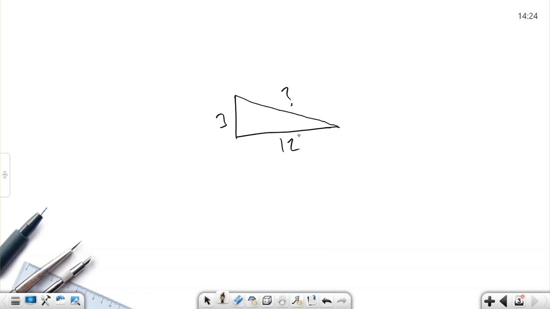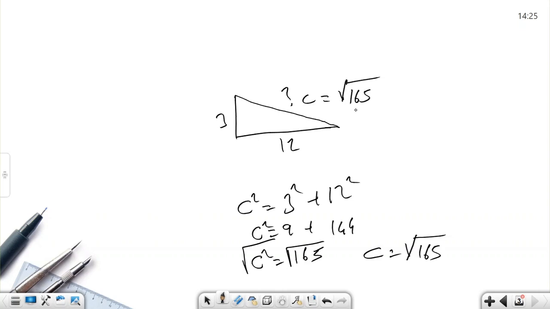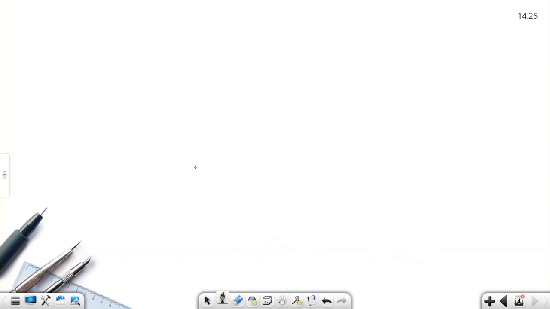Let's say this is 3 centimeters and this is 12 centimeters. What is the length of that side? So what is the rule? Let's say this is c, the hypotenuse. So c square is equal to 3 square plus 12 square. So it's equal to 9 plus 144, 12 times 12. So c square equals 165. Use the square root: c is equal to the square root of 165. So we can say that this is equal to the square root of 165. That's how we use it.